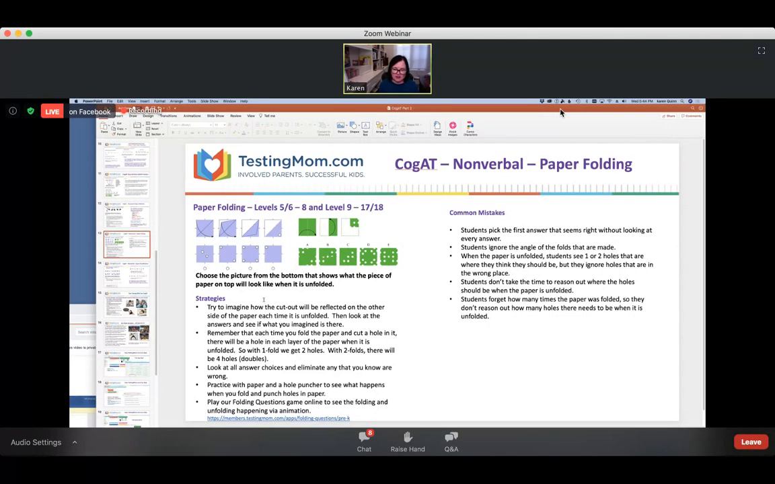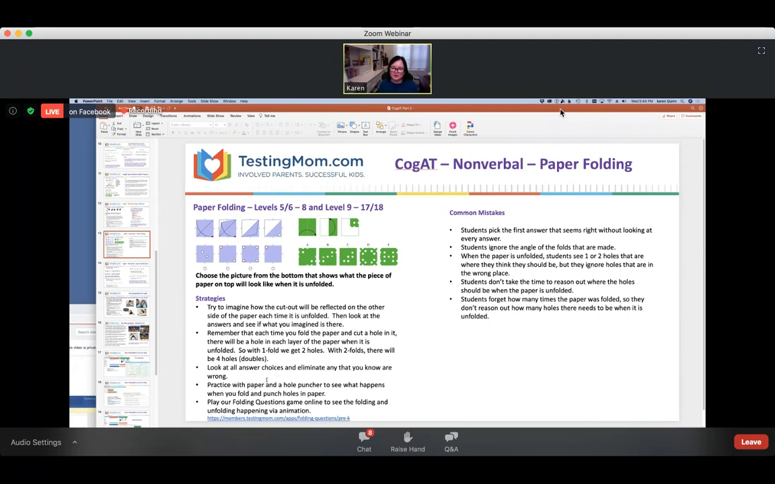And you want to look at the answer choices, and you can certainly help them eliminate what we know is going to be wrong. So we know there's got to be 2 holes, right? So for example here, this is going to be wrong. This is going to be wrong. It's going to be one of these. So, you can teach them the process of elimination.